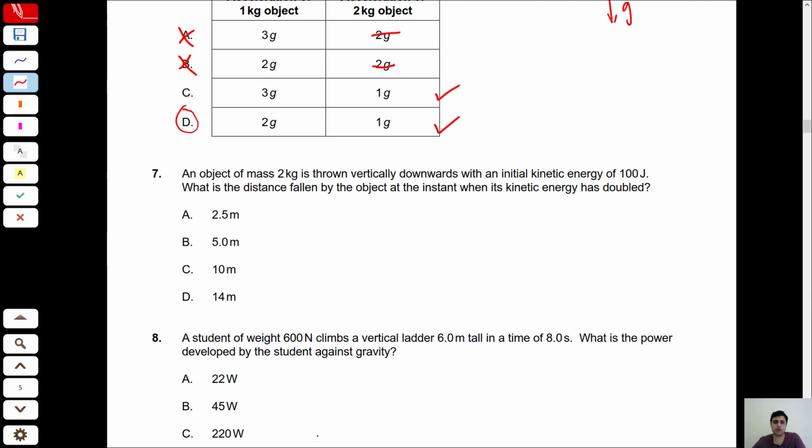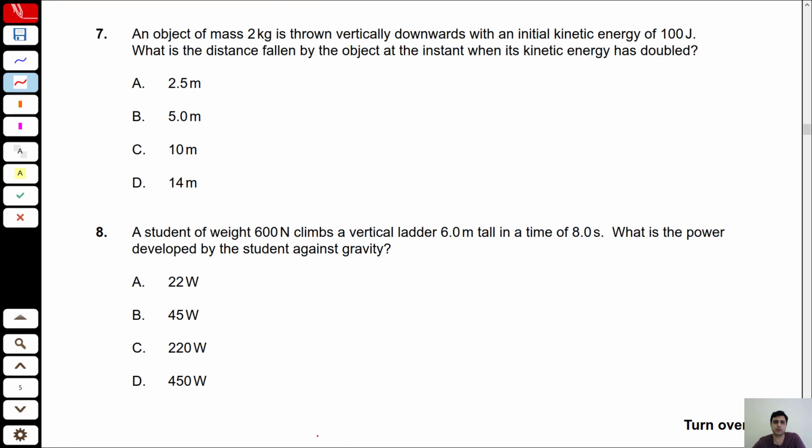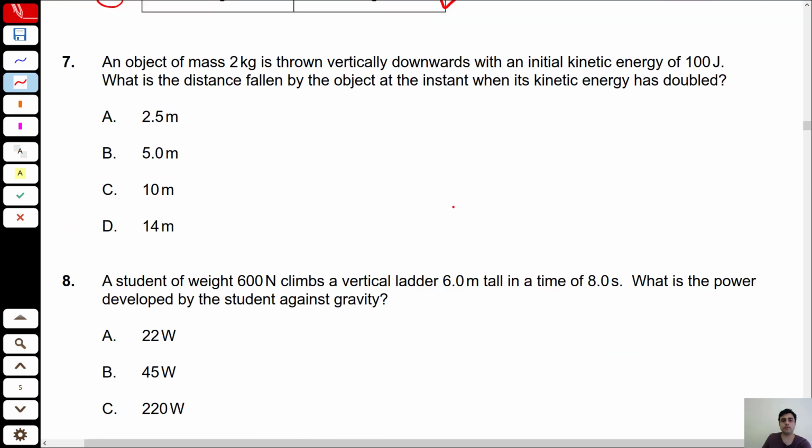Okay. Question number 7. An object of mass 2 kg is thrown vertically downward. So there's an object here, and it has some mass, 2 kg, and you throw it vertically downward with an initial kinetic energy of 100 joules. So there is some kinetic energy here. Call it kinetic energy 1, initial, 100 joules.